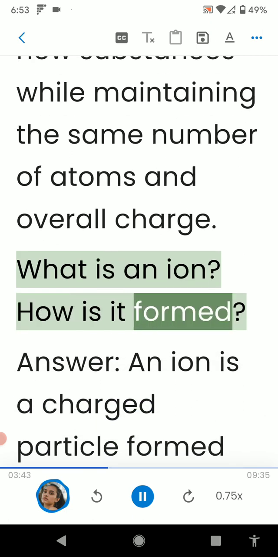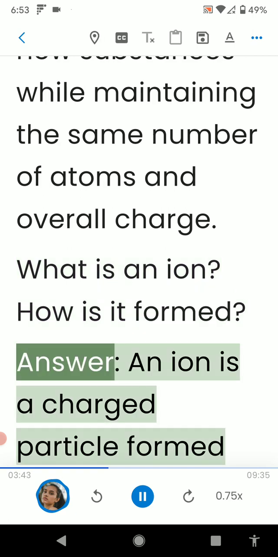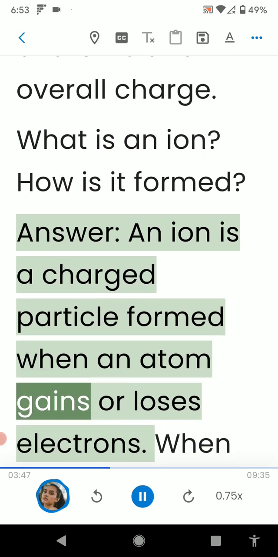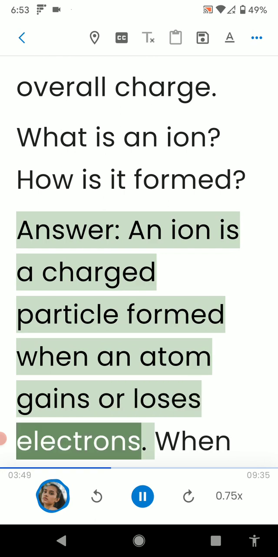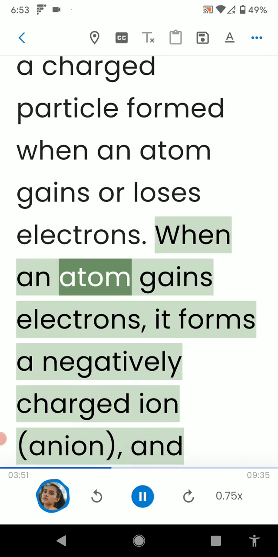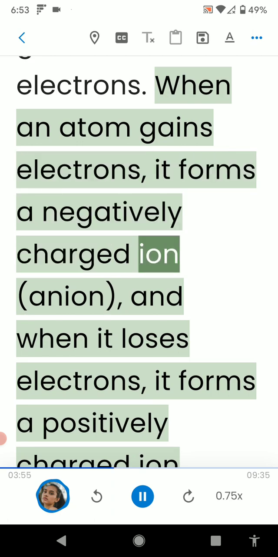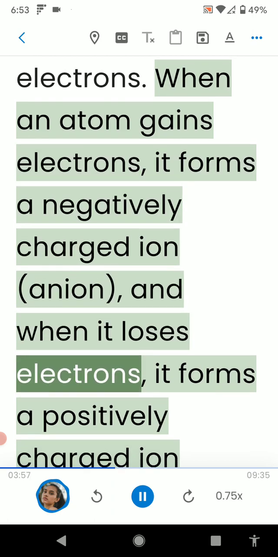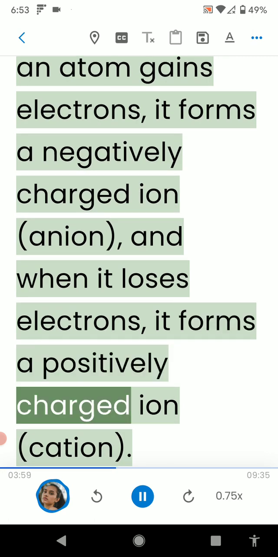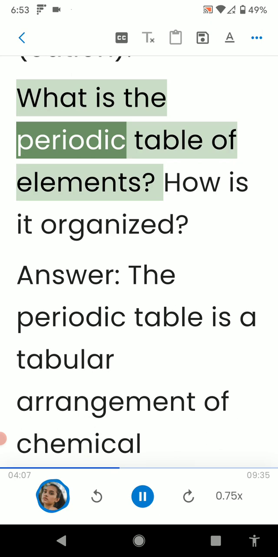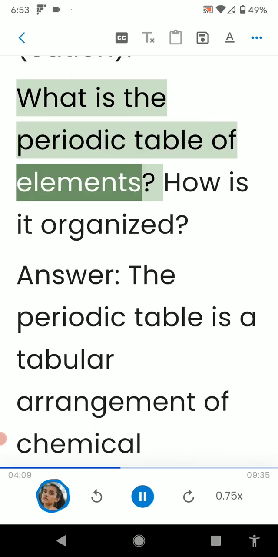What is an ion? How is it formed? Answer: an ion is a charged particle formed when an atom gains or loses electrons. When an atom gains electrons, it forms a negatively charged ion, and when it loses electrons, it forms a positively charged ion.